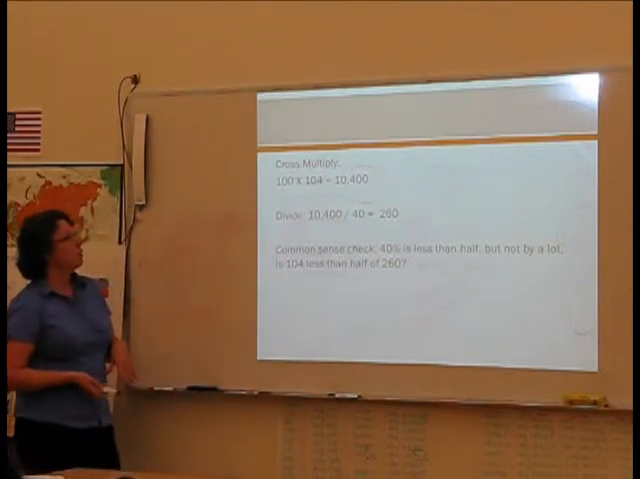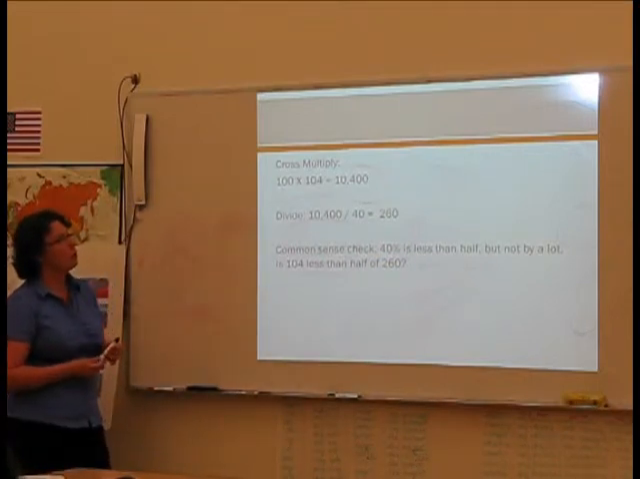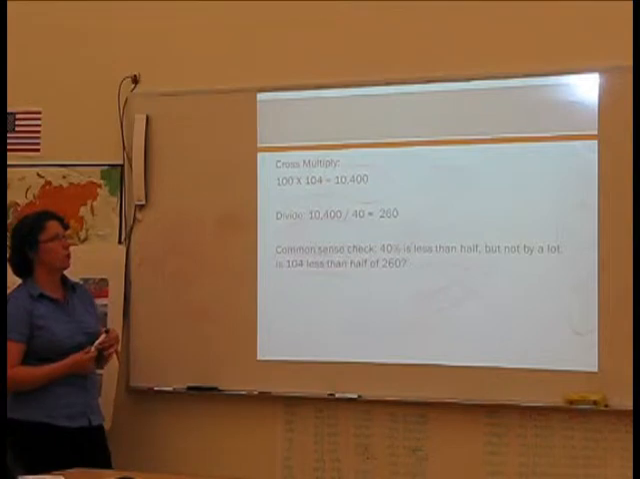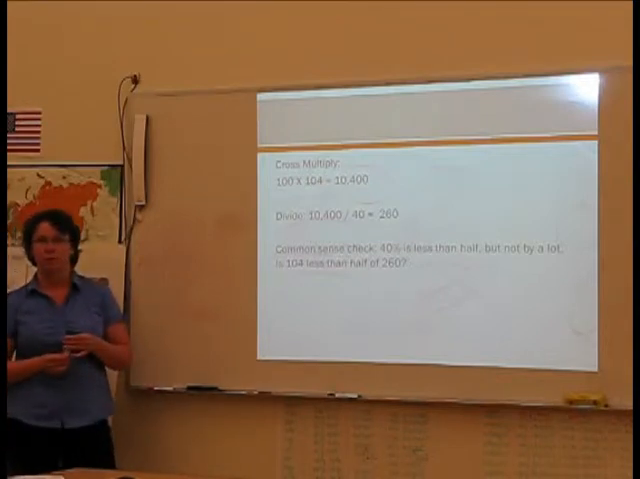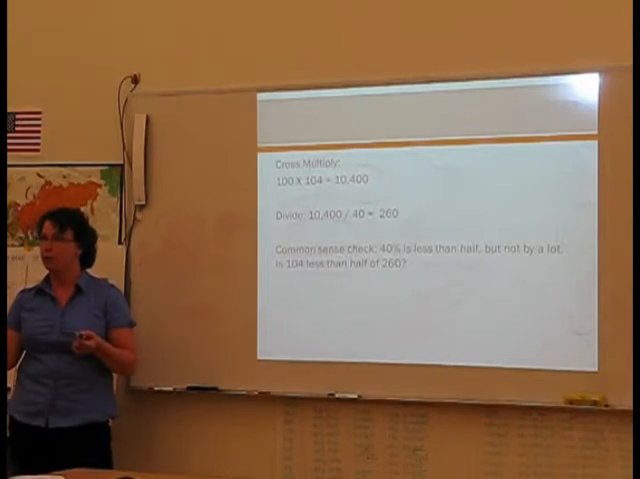Okay. Cross multiply: 100 times 104 is 10,400. Divide by 40 and you should get 260. Everybody get that on their calculator? Using some fast fingers?